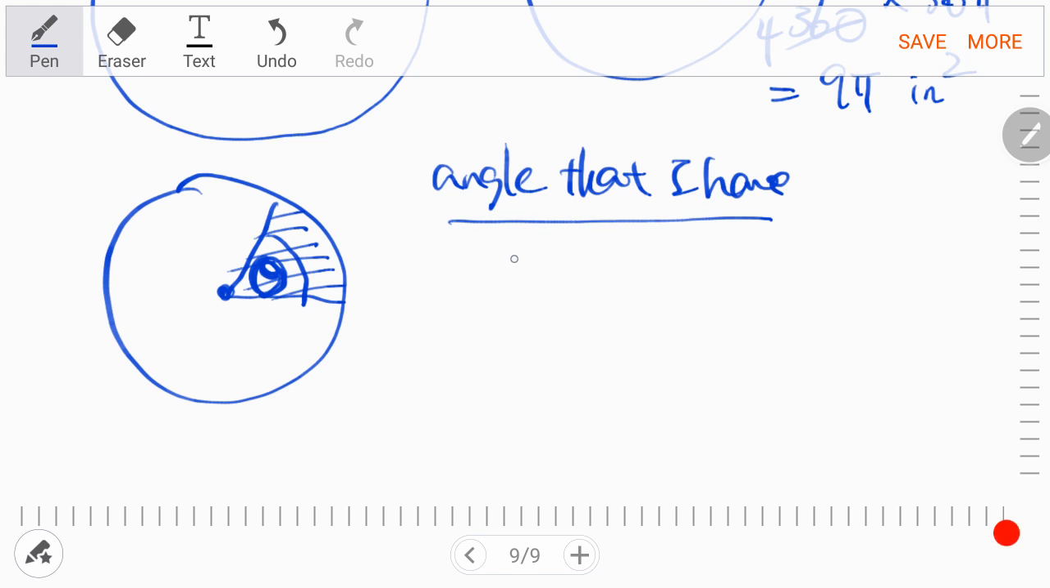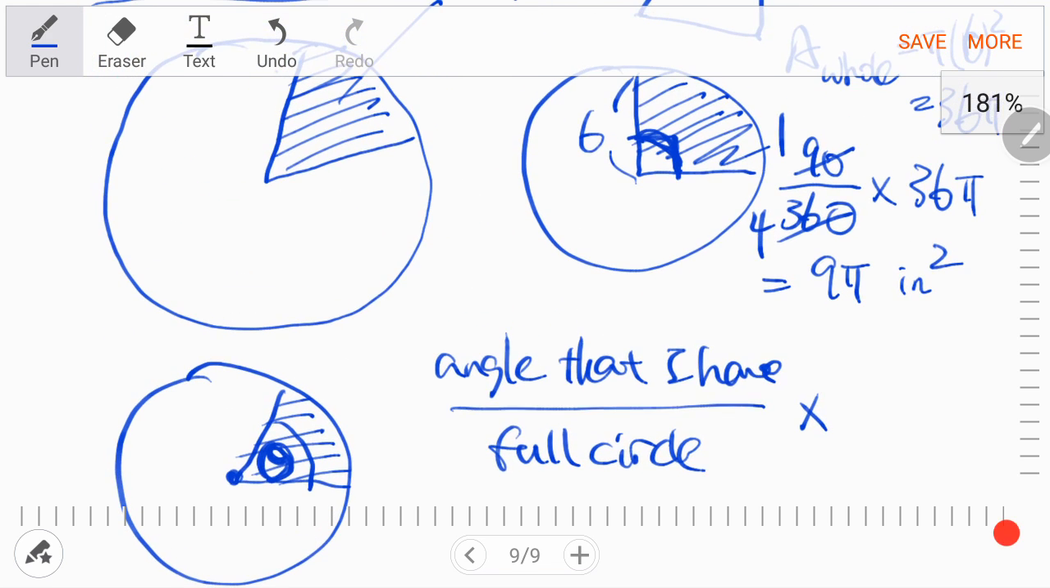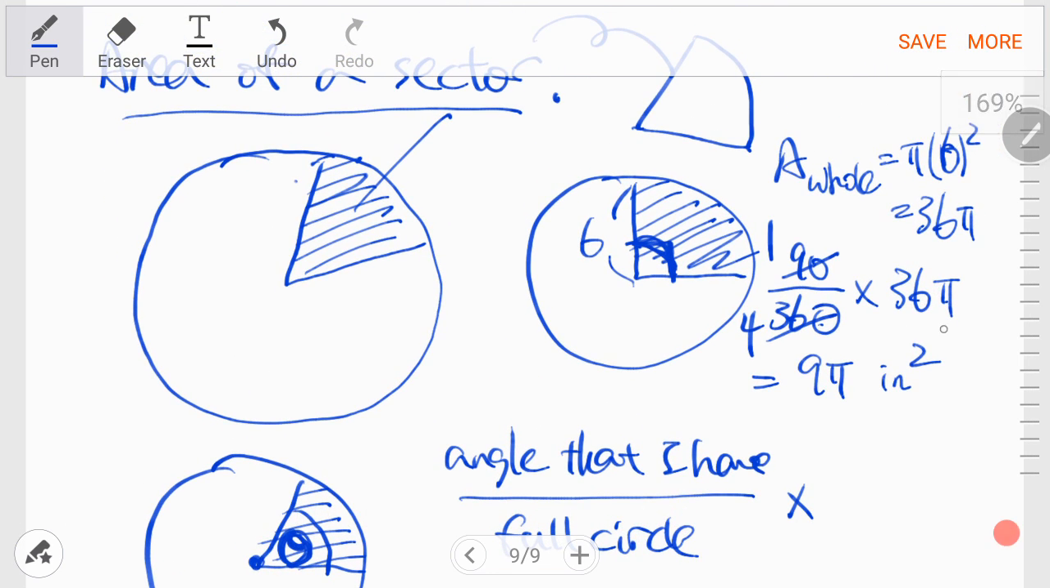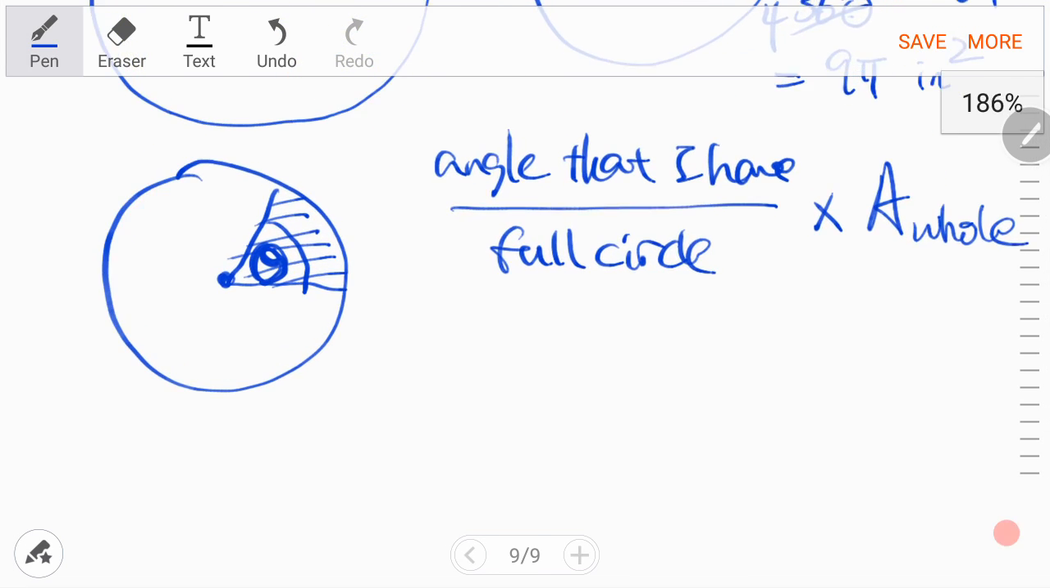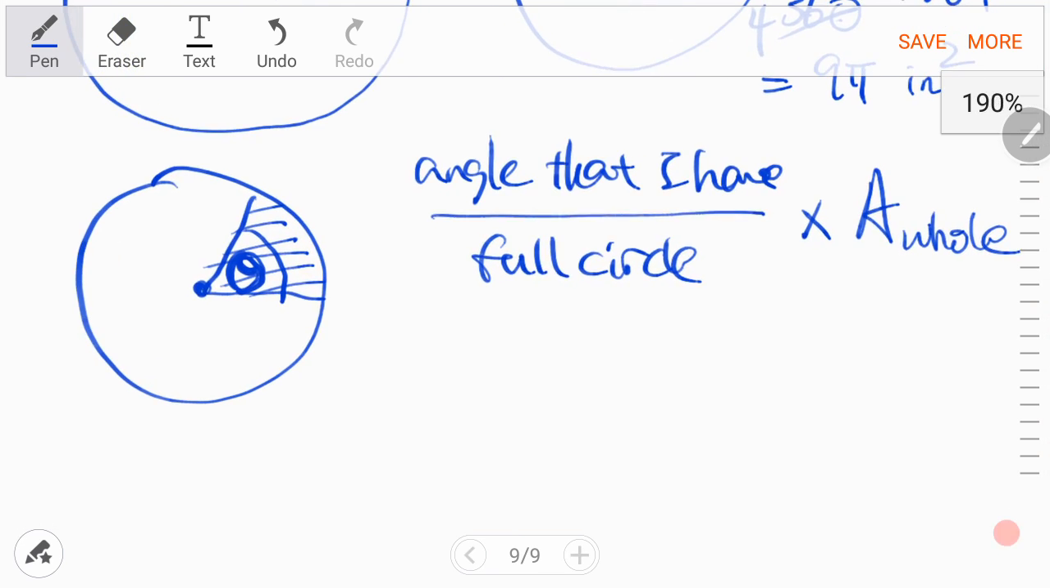So this is the angle that I have over the full circle, and then we multiply. What do we multiply by? We have the angle that I have divided by the full circle, and then we multiply by the 36 pi. What's the 36 pi? The 36 pi is the area of the whole thing. So I'm going to multiply by the area of the whole thing. This is the formula, the approach that we did.